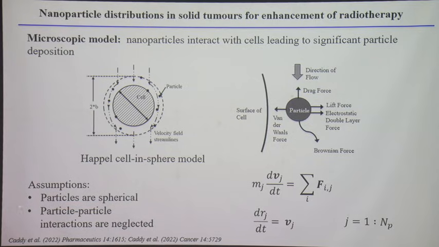So there are assumptions here. The assumptions include the particles are spherical, which defines these nanoparticles as spherical. But the particle-to-particle interactions are neglected. We only considered particle-cell interaction, but not particle-particle interaction. And this model, we did not design this from scratch. This was based on a well-known Happel cell-in-sphere model. You can find this in the literature. So if you want to understand all the forces and how each of these force components are evaluated, you can look at the papers where all the forces have been expressed.